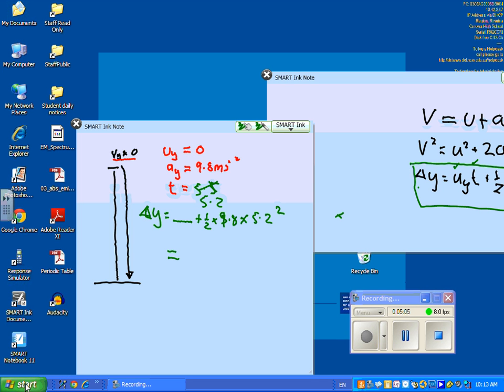So 0.5 times 9.8 times 5.2 squared gives me an answer of 132.49 metres as the altitude for that one. Okay, so the calculation is really simple, and that's why we do it. So that was the air rocket.